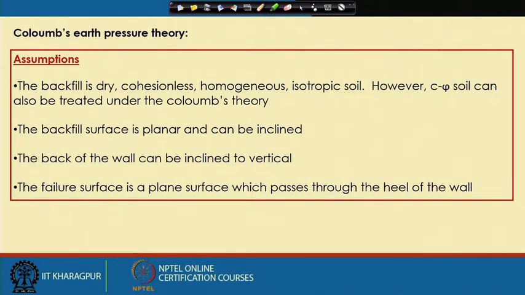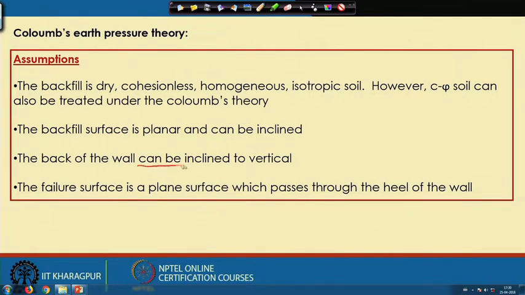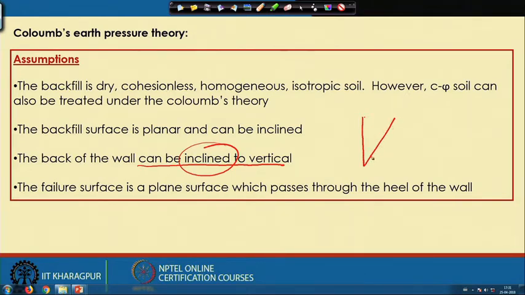But in Rankine's theory the back of the wall is always vertical. Here, in Coulomb's theory, the back of the wall can be inclined also. Another one: the failure surface is a plane or linear failure surface. That means if this is the wall, as I mentioned, the failure surface will be planar, linear. In Rankine's also the failure surface is linear, and it always passes through the heel of the wall.